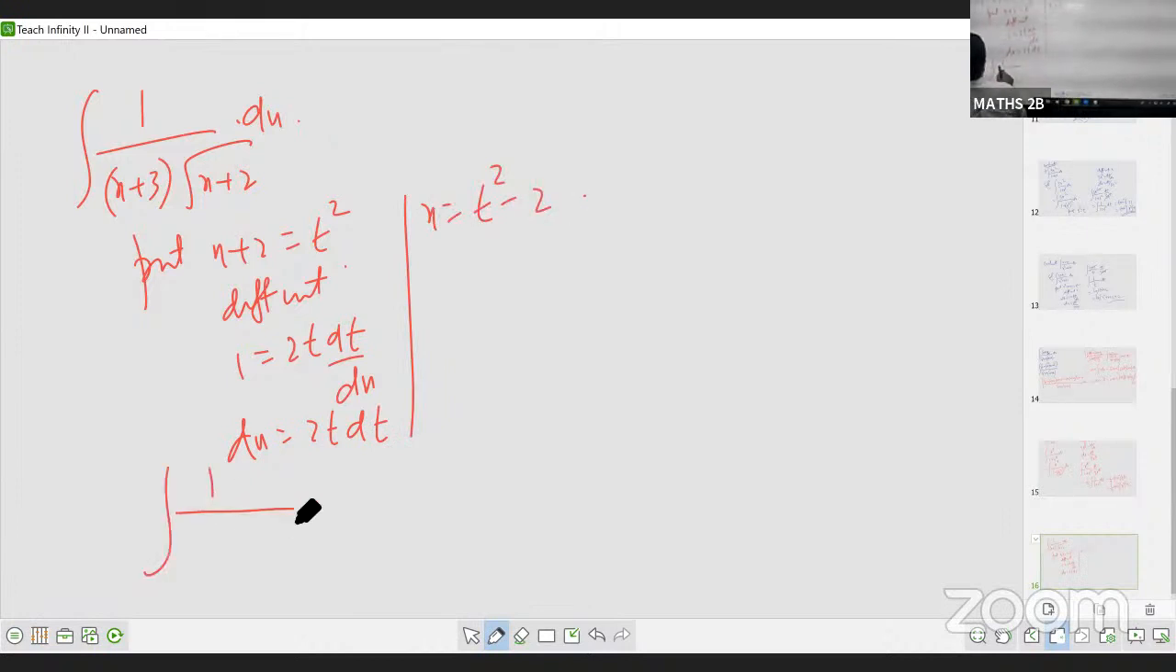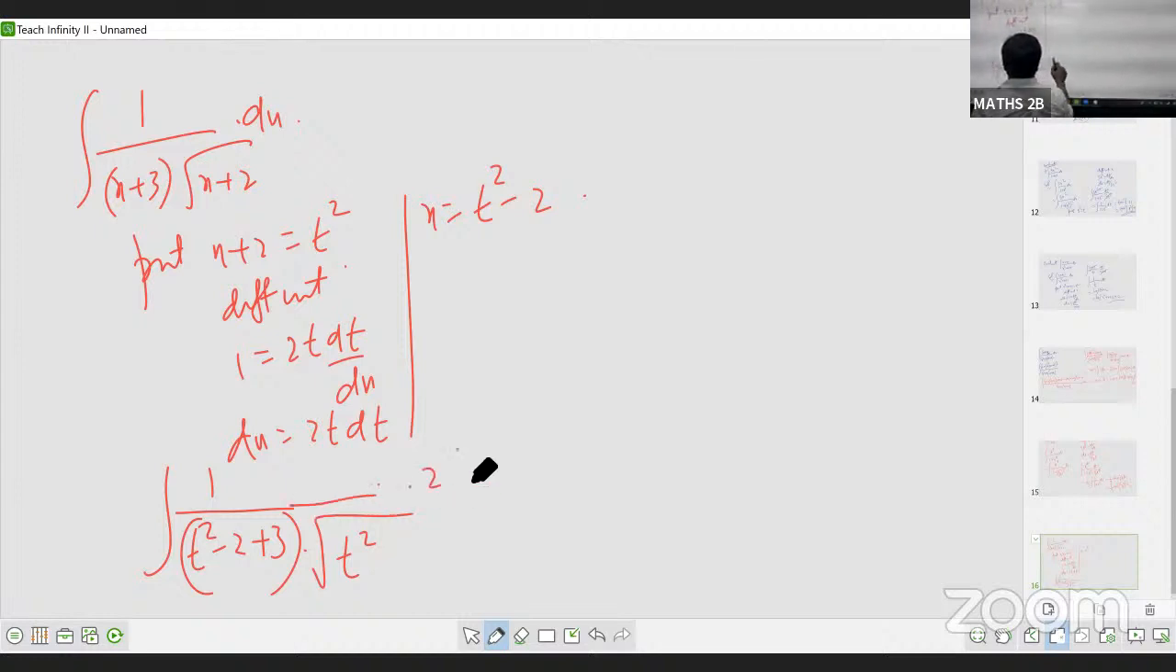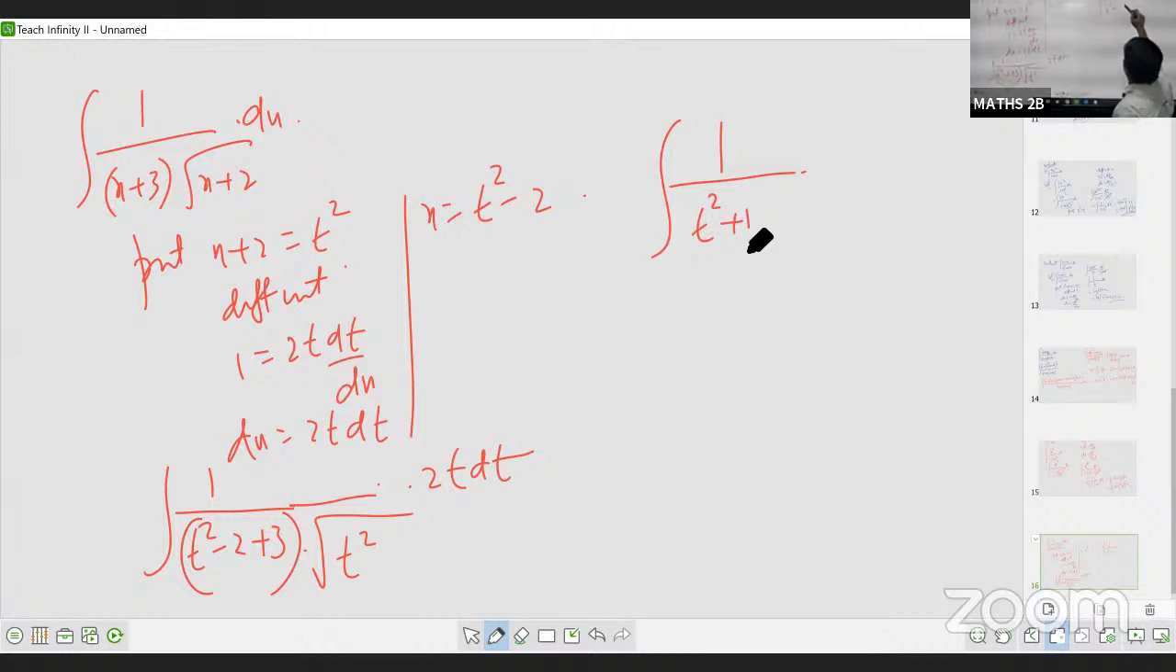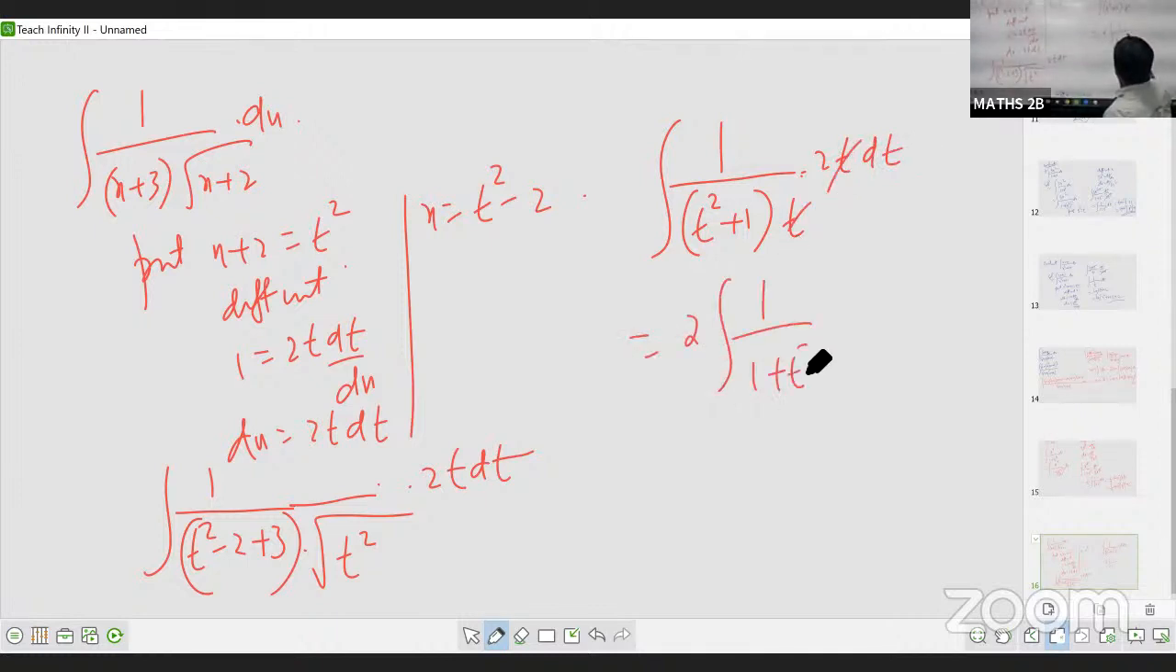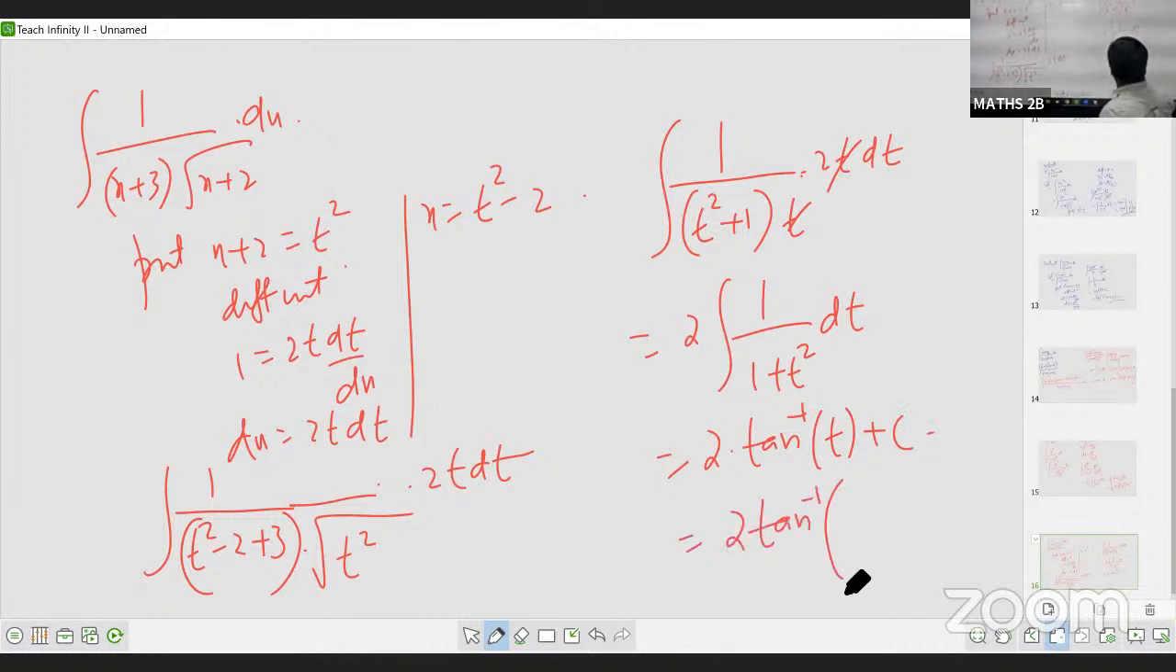1 by x is t square minus 2, this is plus 3, into under root of this is t square, into 2t dt. That is integration of 1 by t square plus 1, and this is t, this is 2t dt. t gets cancelled, 2 outside, 1 by 1 plus t square dt. This is 2 tan inverse of t, and t is how much? Under root of x plus 2. Is it clear?